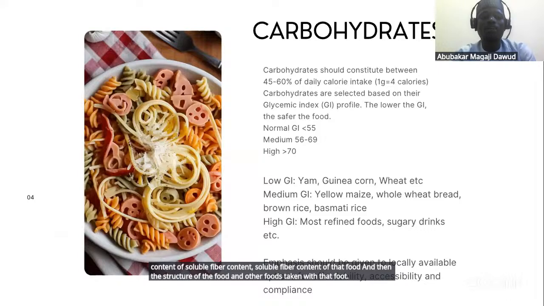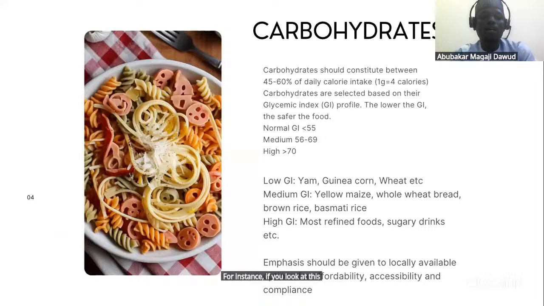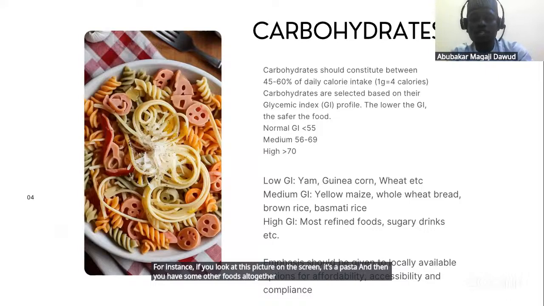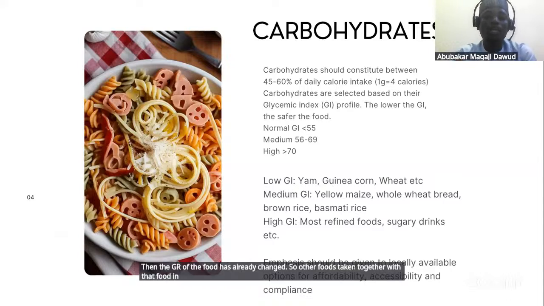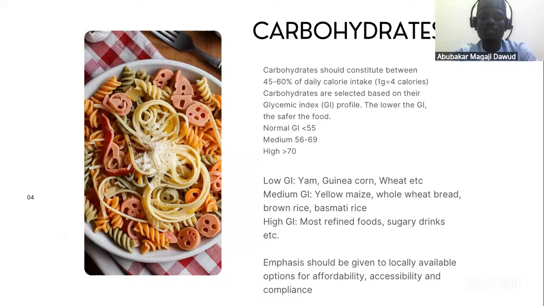For instance, if you look at this picture on the screen, it's a pasta, and then you have some other foods all together. So if you are considering the GI of this pasta, and then the patient takes the food with all these other components, then the GI of the food has already changed. So other foods taken together with that food in consideration have effect or influence on the rate of absorption and rate of digestion. As I said, GI is from 0 to 100, and then normal GI should be any food from 0 to 50.